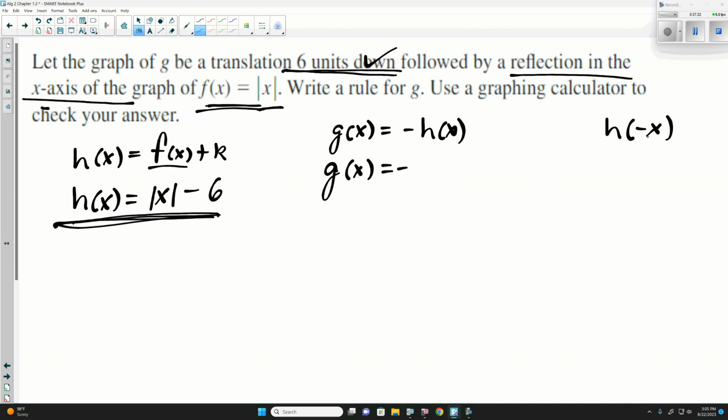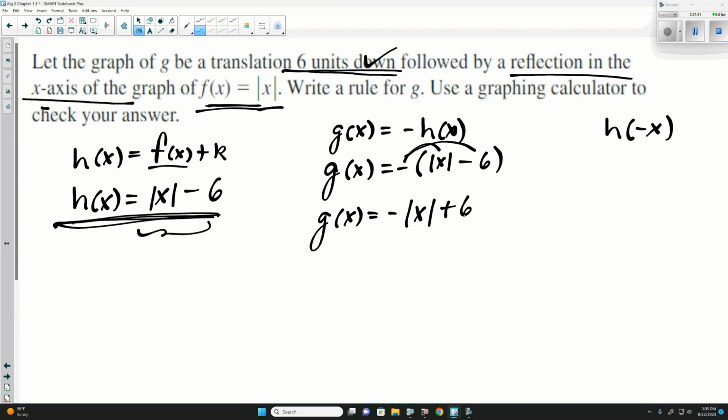So now we just need to replace h of x with its function, which is the absolute value of x minus 6. And last but not least, we have to distribute that negative. So that would give us negative the absolute value of x plus 6. And that's our final answer.